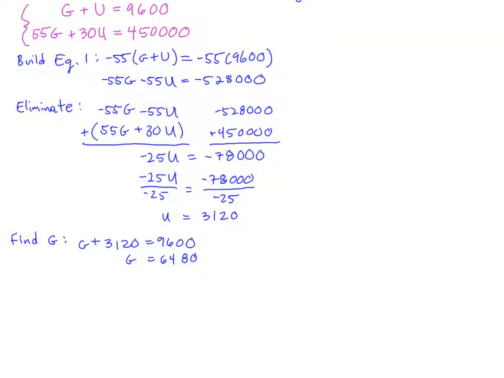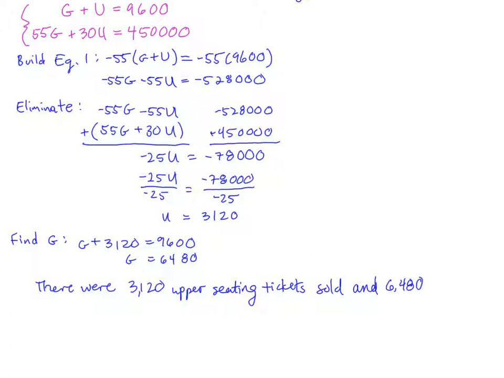Now that we have the value of U and the value of G, we can summarize what we found. So there were 3,120 upper seating tickets sold, and 6,480 general seating tickets sold.